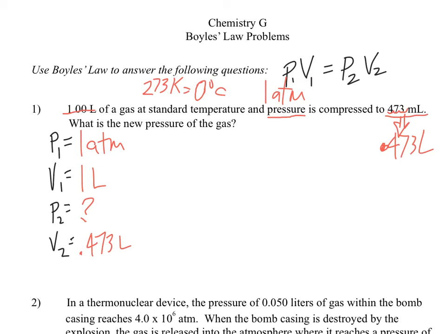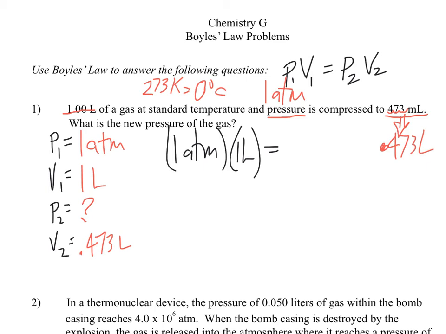And now I got to plug it into the formula. So the formula says P1V1 equals P2V2. I'm going to take my 1 atmosphere of pressure and multiply it by my initial volume, which is 1 liter. And notice that I'm putting those units in there because it helps us to know if we're solving them correctly if we end up with the proper units at the end.